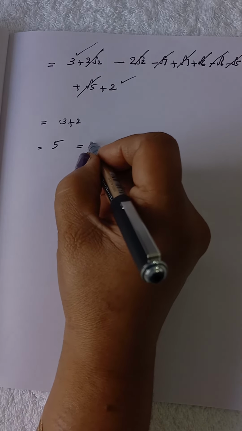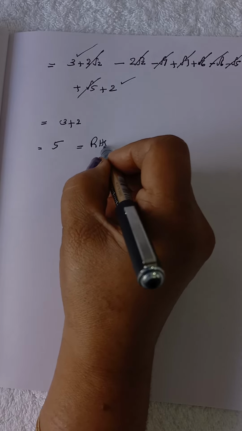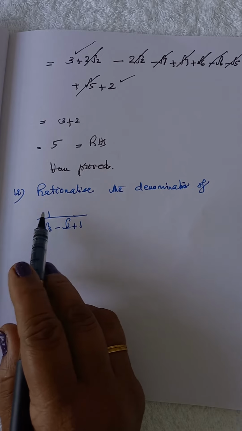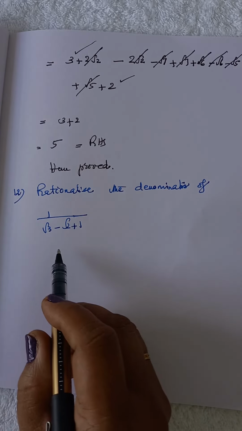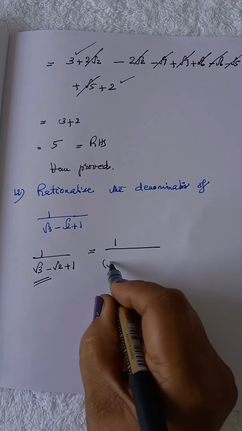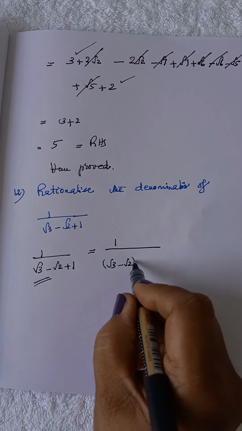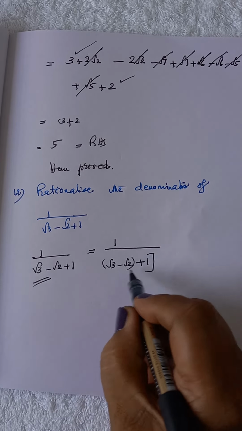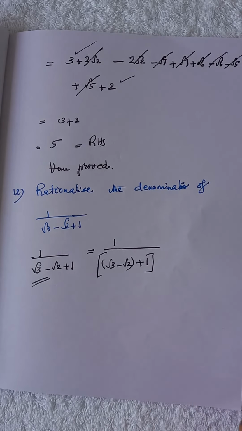5 is the right hand side, RHS. So we have proved. So hence proved. Now the 12th question is, rationalize the denominator of 1 by root 3 minus root 2 plus 1. Root 3 minus root 2 we can take together, then that plus 1. Right, like this we can write.